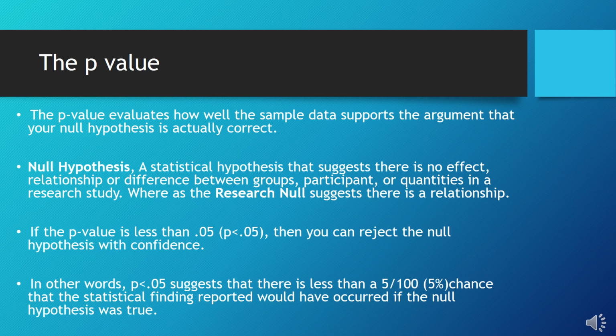If the p-value is less than 0.05, then you can reject the null hypothesis with confidence. In other words, p less than 0.05 suggests that there is less than a 5% chance that the statistical finding reported would have occurred if the null hypothesis was true.